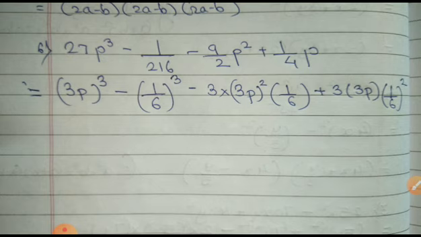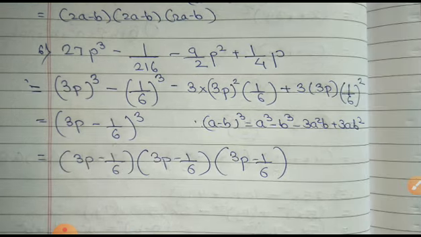So what should I write the next line? It should be 3p minus 1 by 6 the whole cube. And that is what I have written as product of factors of 3p minus 1 by 6. Okay.